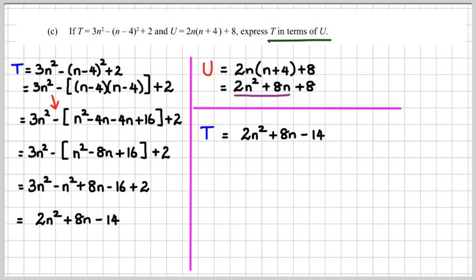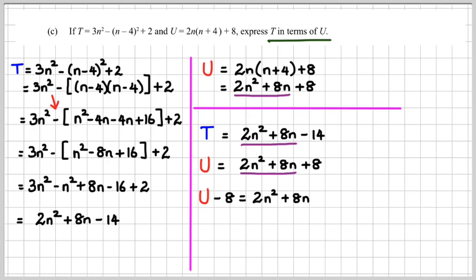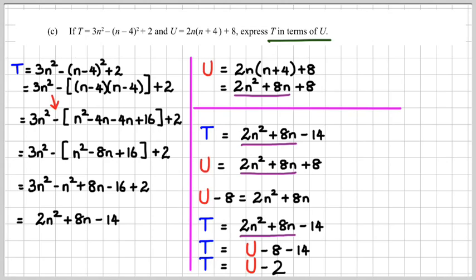So what you guys should notice is you've got 2n squared plus 8n in the u in the top statement, and you've also got 2n squared plus 8n with the t. So in other words, because u is this, I'm going to rearrange so that 2n squared plus 8n is by itself. So I'm going to write this as u minus 8 equals 2n squared plus 8n. Now because t equals 2n squared plus 8n minus 14, and just in the line above I said 2n squared plus 8n equals u minus 8, I replace that with u minus 8 minus 14. And I can simplify this to t equals u minus 22.